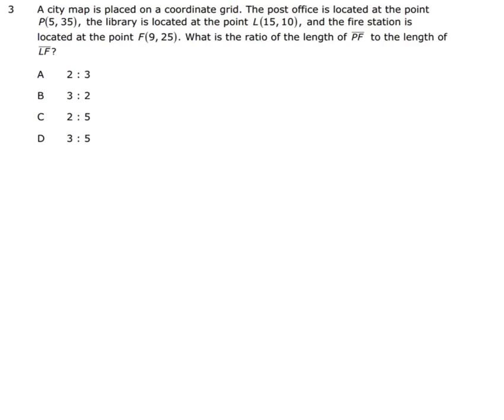All right, number 3. A city map is placed on a coordinate grid. The post office is located at the point P, 5, 35. The library is located at the point L, 15, 10. And the fire station is located at the point F, 9, 25. What is the ratio of the length of PF to the length of LF?